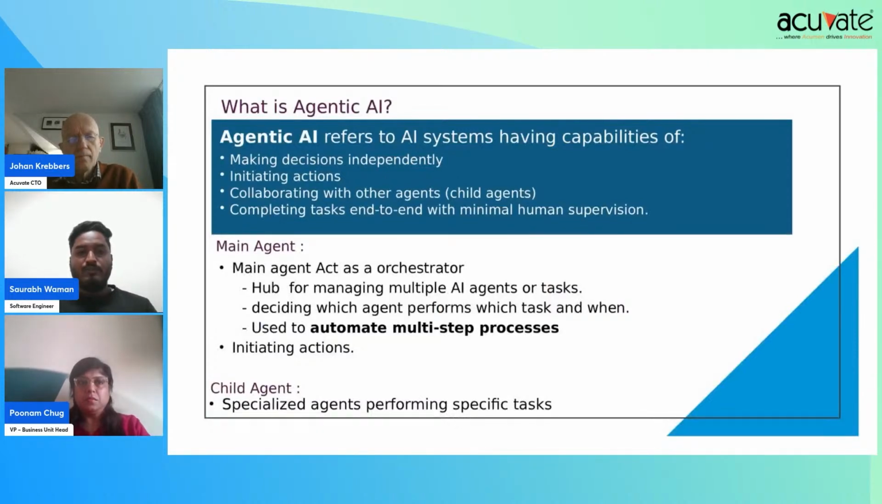So first of all, we need to understand what agentic AI is, because many people know AI, that is artificial intelligence, but some people don't know what agentic AI is.